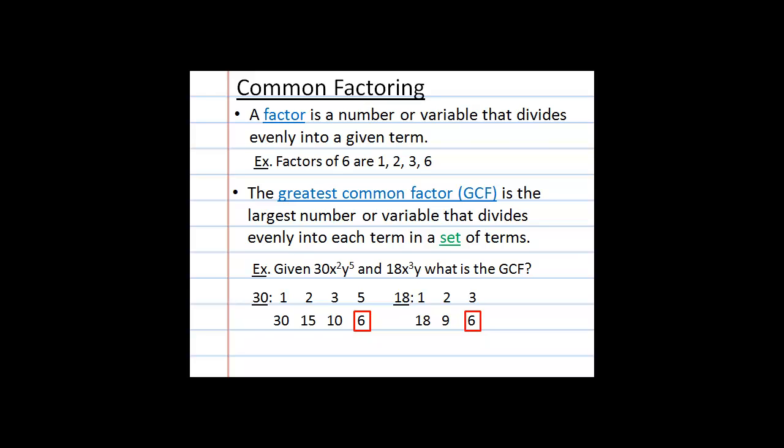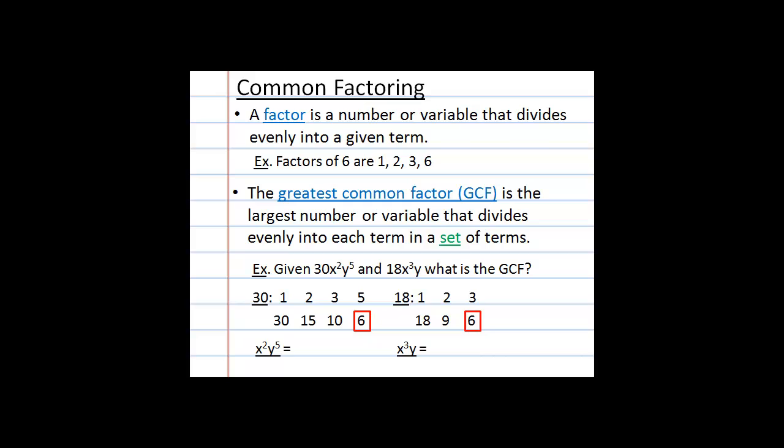Now let's look at the variables. Okay? So for the first term, I have the variable part x squared and y to the exponent 5. In the second term, I have x cubed and y. In order for me to look at the greatest common factor of those variables, what I want to do is I want to look at each piece as it is in expanded form.